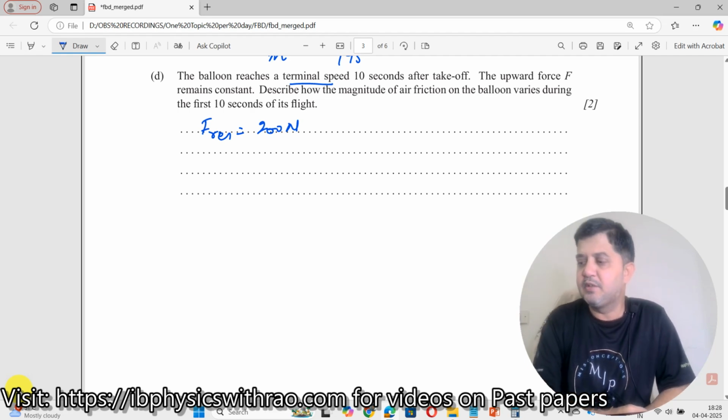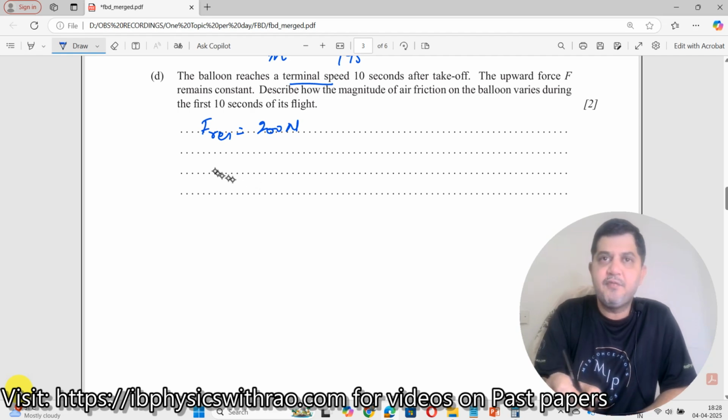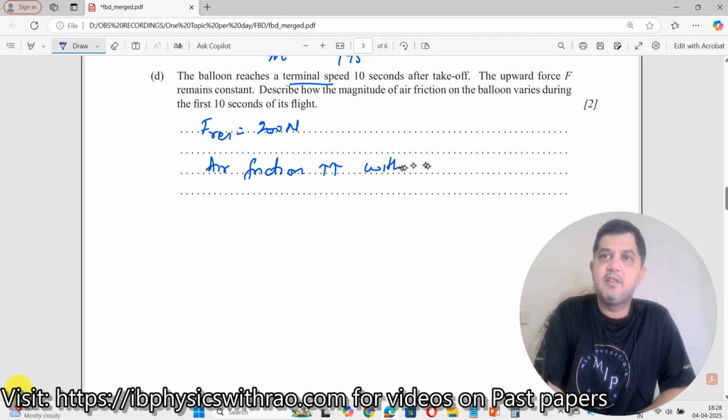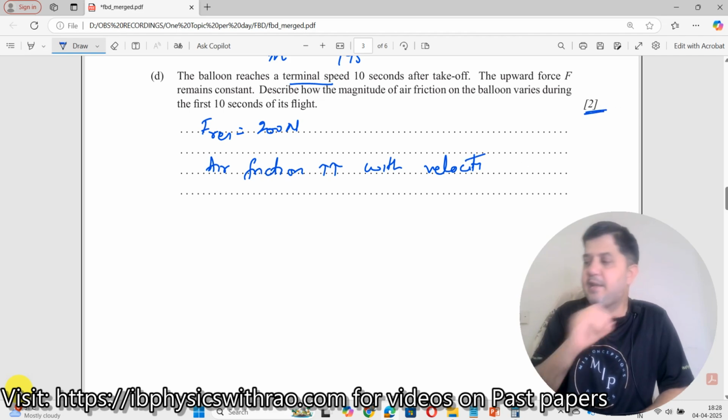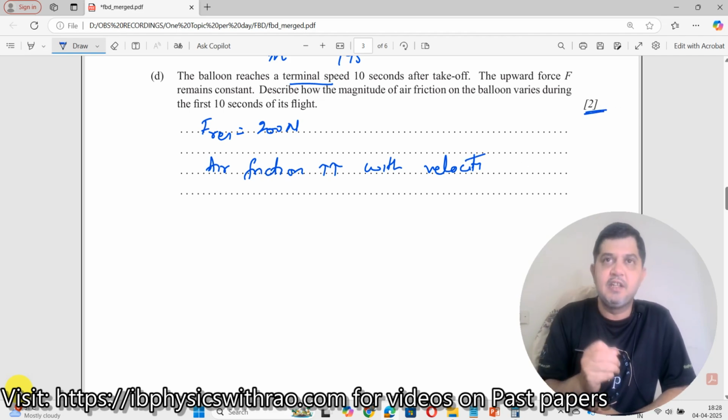So how do you do this? You can say that air friction increases with velocity. Because it's for 2 marks, you can say air friction increases with the velocity. Why should it increase with velocity, or why do you conclude it like this? Because he says the upward force F remains constant.